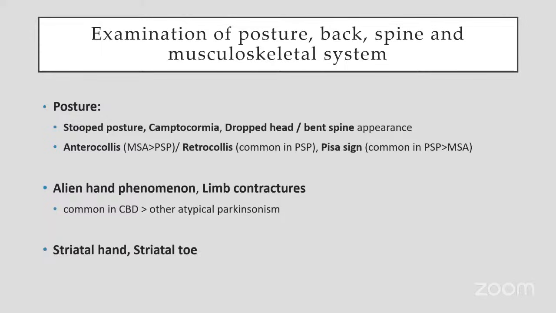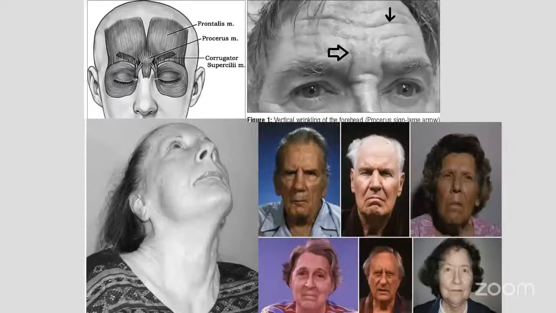In frontal, they will unnecessarily grasp things. In parietal, they will not recognize the limb as their own. In callosal, there will be an intermanual conflict, so one limb will be doing one action and the other limb will do the opposite. We also see in MSA, usually the striatal toe will be seen. So here we can see the retrocollis, and this is the Procerus sign we can see here.